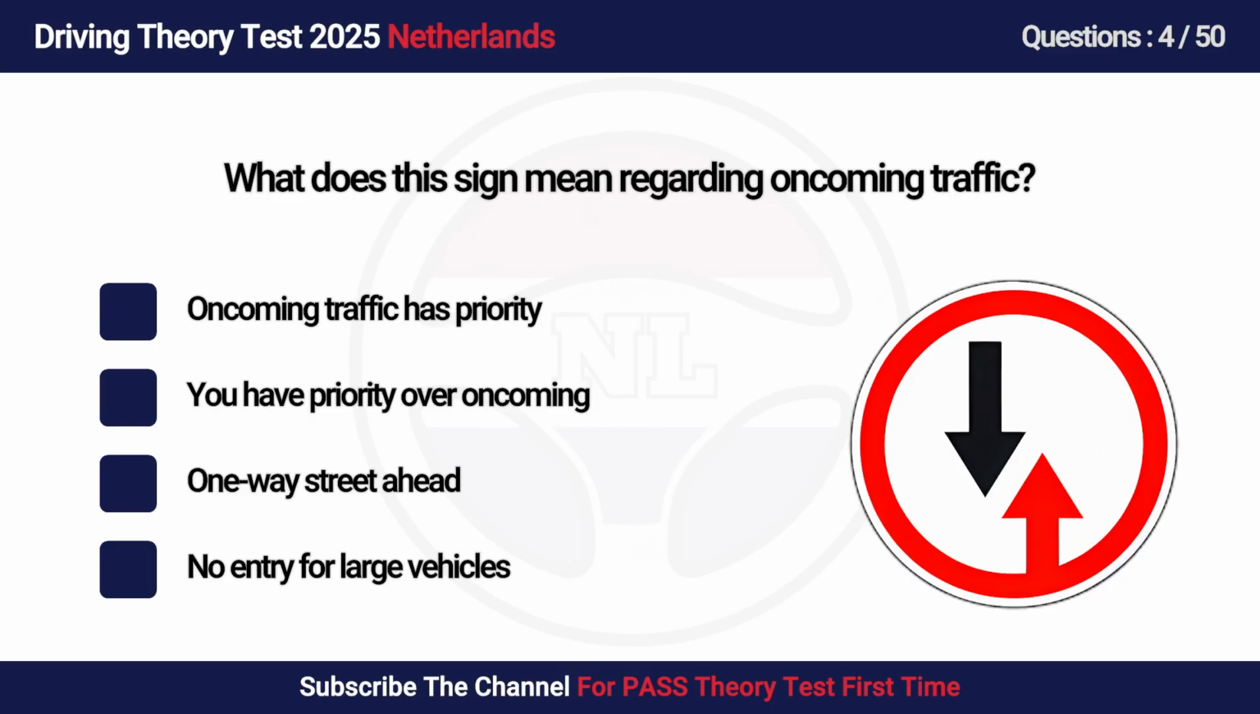A. Oncoming traffic has priority. B. You have priority over oncoming. C. One-way street ahead. D. No entry for large vehicles.